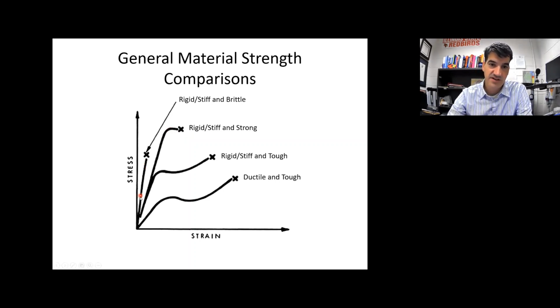And this last one here, well, it's rigid and stiff because it has a very steep slope right here, so it has a large elastic modulus, but it had very little to no plastic deformation, and so we'd say that it was very brittle.